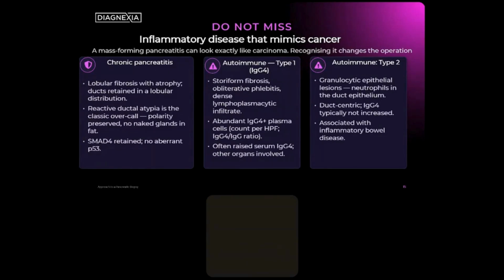Type 2 is really uncommon. I think I've only seen about 2 or 3 cases of this, and here you have neutrophils instead of chronic inflammatory cells. And again, the damage tends to be around the duct, so it's ductulocentric. And in type 2, IgG4 is not particularly increased. This particular variant of autoimmune pancreatitis is strongly associated with inflammatory bowel diseases. Somewhat uncommon.